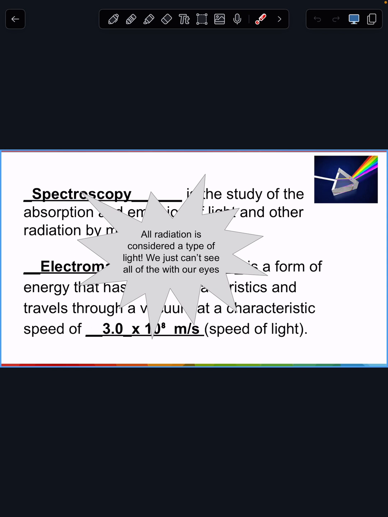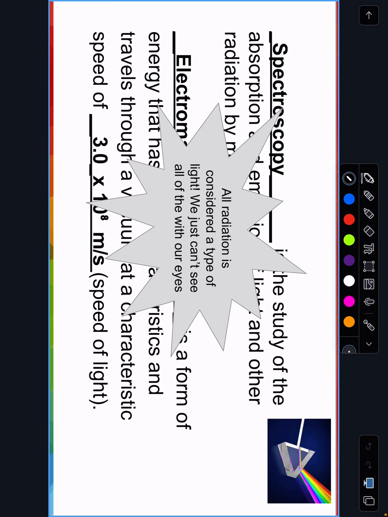So the electromagnetic spectrum is a form of energy that has wave-like characteristics, and all types of waves travel at the same speed, which is 3.0 times 10 to the 8 meters per second. That is what the m/s means, meters per second, which is the speed of light. So all light, no matter if it's radio, which is a type of light wave because it's a type of radiation, or gamma, they all travel at the same speed.